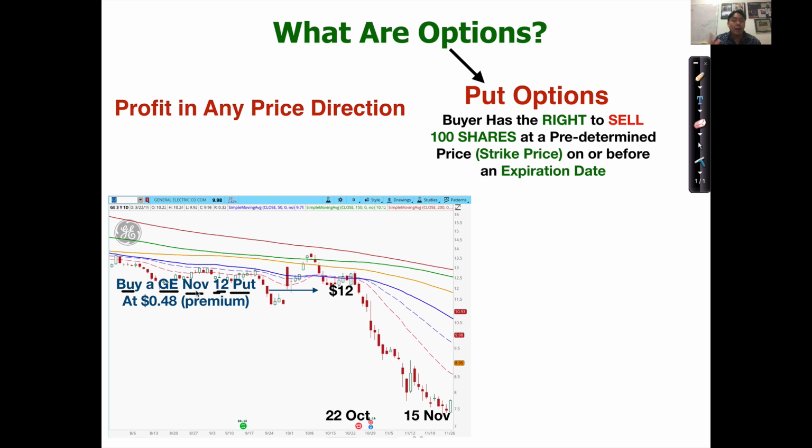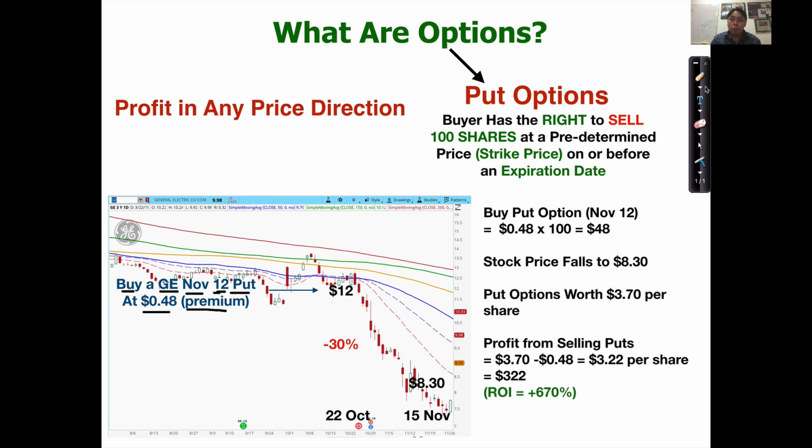Again, to have this right, you have to pay a price for the options. We call that a premium. In this case, it costs 48 cents. That's all. Okay. So the minimum contract size would be 48 cents times 100 shares. So one contract is 100 shares. That will cost you $48 for a contract. So you can see that with options, you can use very little money to make huge profits. Okay, so that's the capital you require.